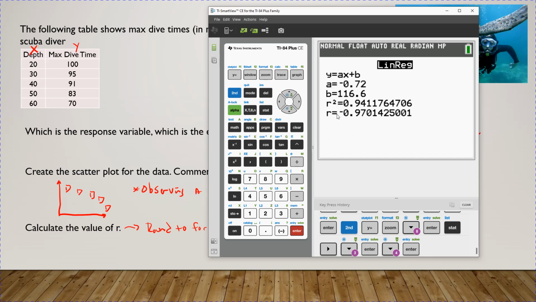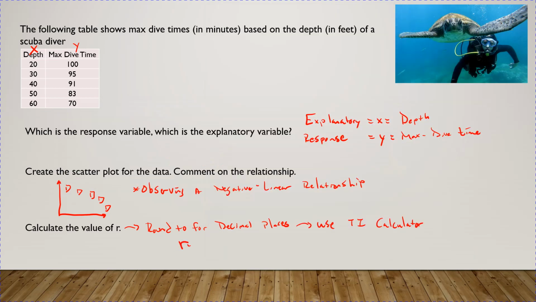So look down here. Because it's a negative linear relationship, we would expect r to be negative, and that's what we want. So r is equal to -0.9701. And look what that means. Because that value is so close to -1, we have strong evidence of a negative linear relationship between the variables.